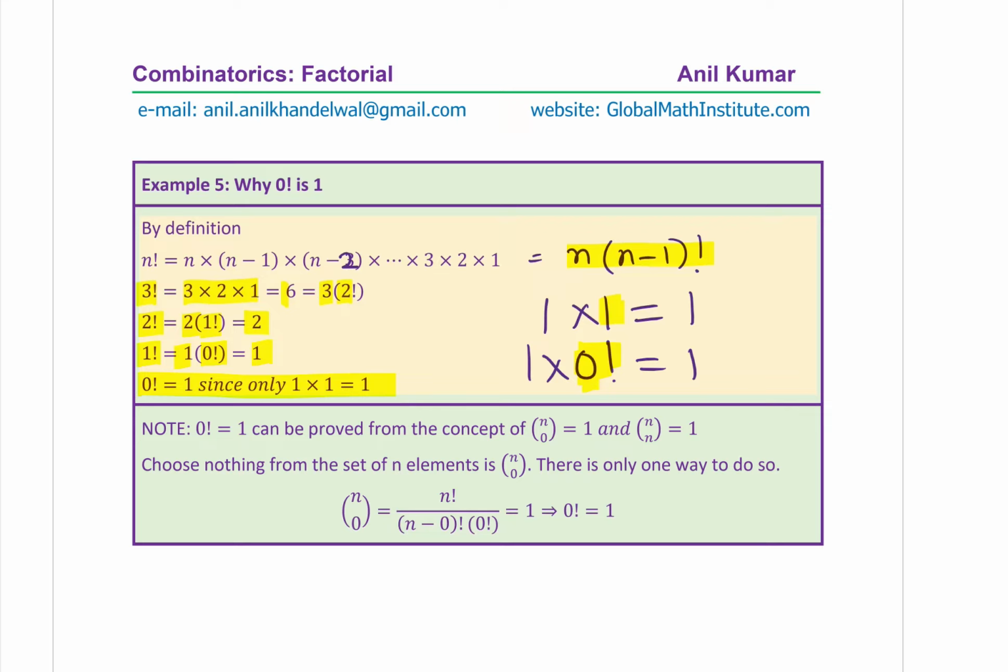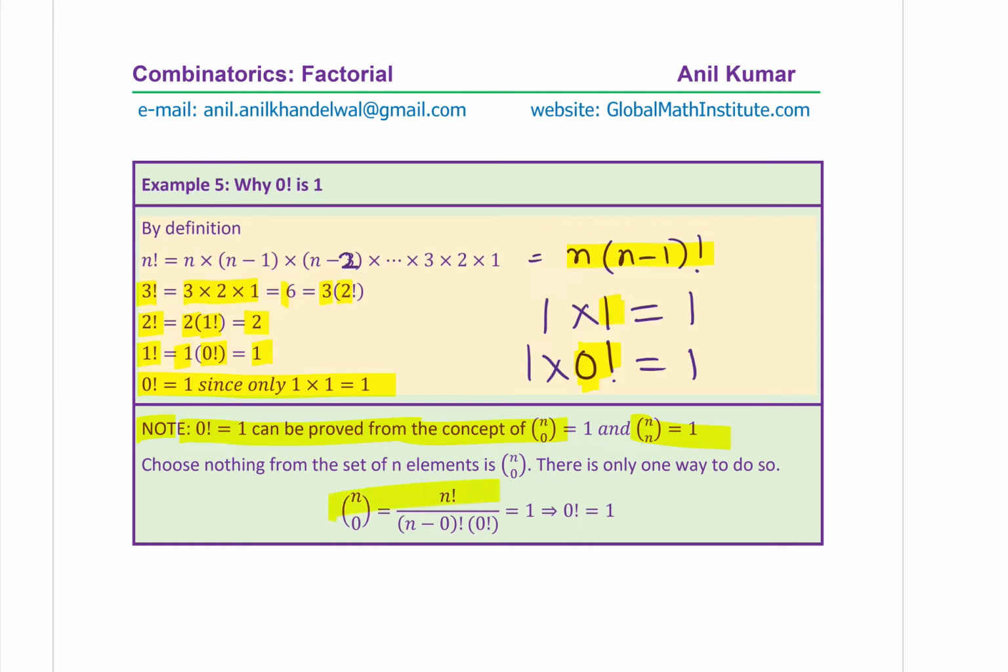Very important result. Okay, so note, 0 factorial can be proved from the concept of nCr, n choose 0, right? So when you learn about combinatorics, and especially the combinations of picking up nobody or nothing from a group of n elements, there's only one way to do it, not to choose any one of them. And that also gives you the answer that nC0 should be equal to 1. That's another way of doing it.